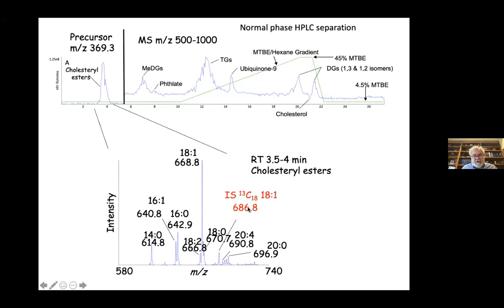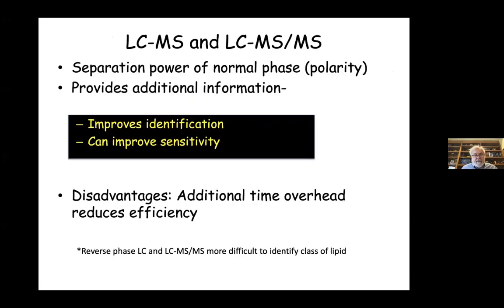And if we take a look at these, you can see that these are the molecular ion species for the cholesterol esters, and one can, of course, quantitate from that. Now, LCMS and LCMS-MS, and we'll talk about that shortly, with normal phase, we think is really very important. And I would certainly agree with Michael. It really improves identification, much more difficult with reverse phase.